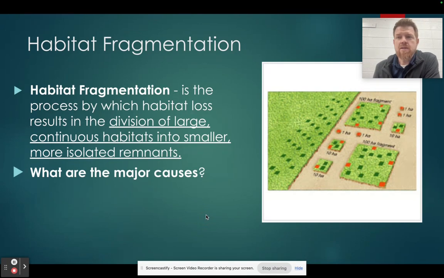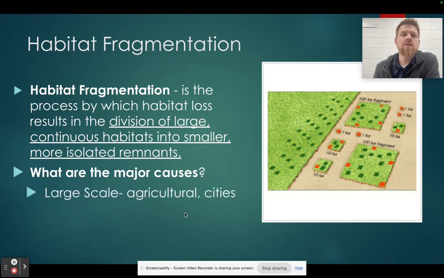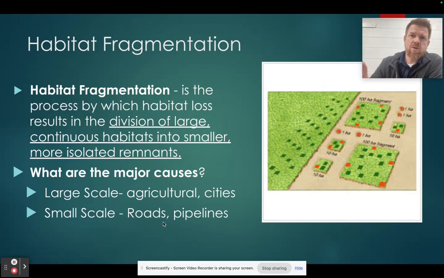In the major causes here, there are kind of two things we can look at. One is some large scale things, and this would be agriculture, city developments, things like that. And then some smaller scale things would be if they build a road through a forest, or they have pipeline access that they have to clear out some area for.